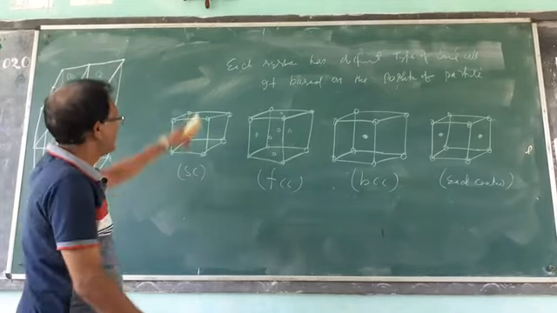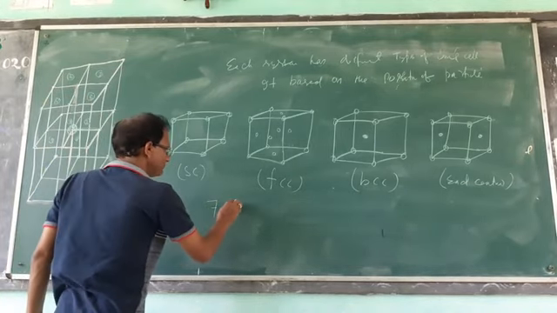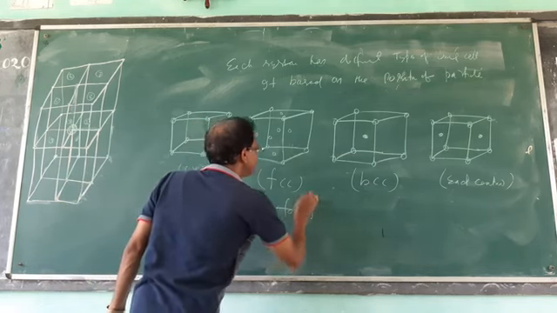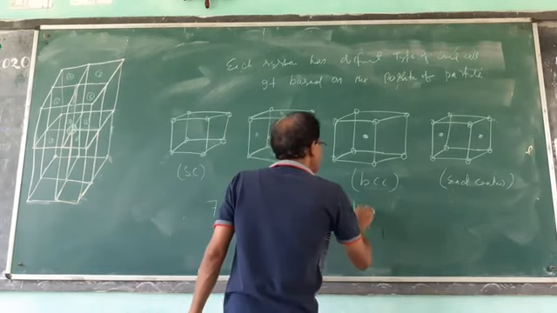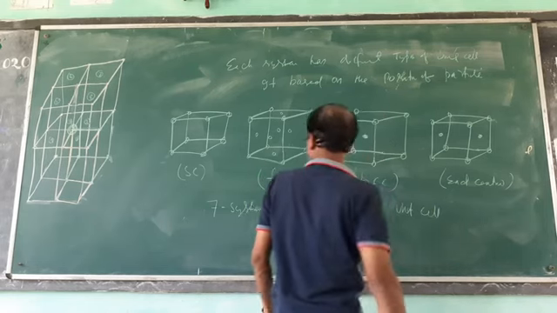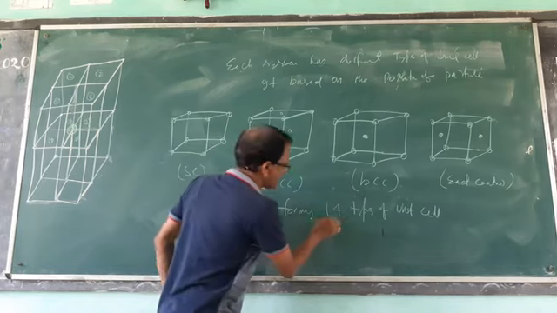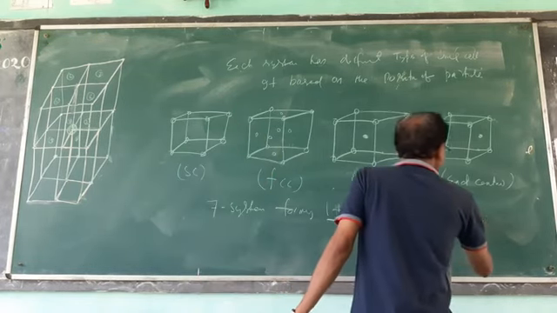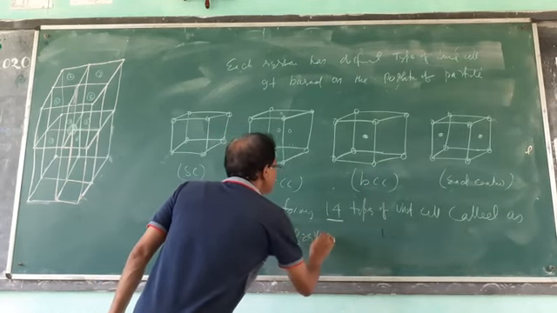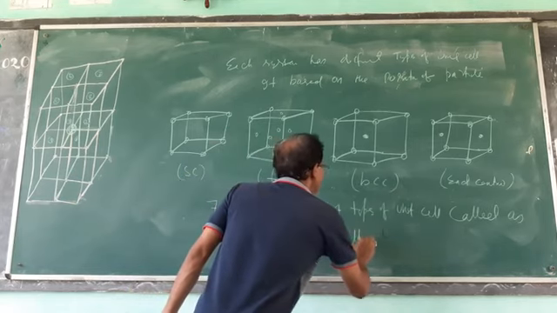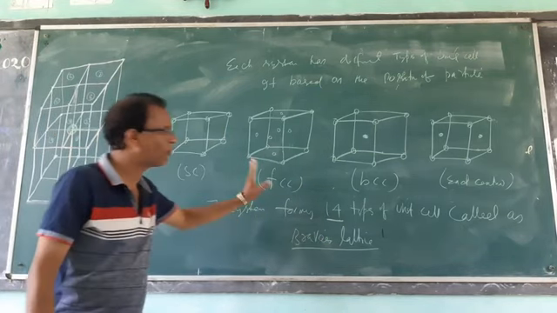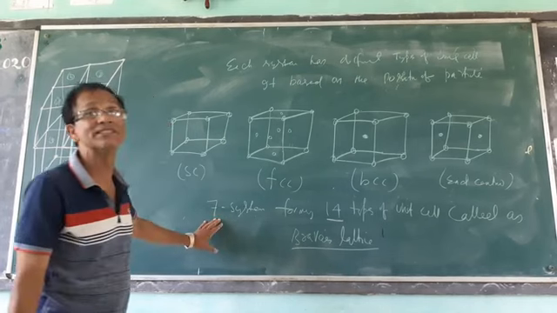Taking all the seven systems, they form 14 types of unit cell, called Bravais lattices. So Bravais lattices contain 14 types of unit cell from the 7 crystal systems.